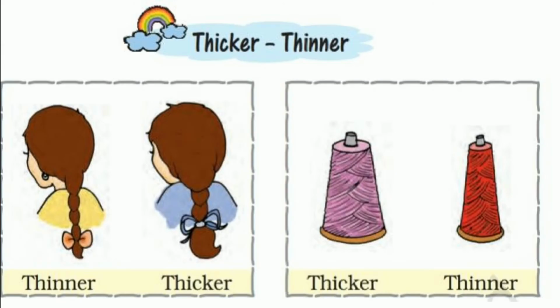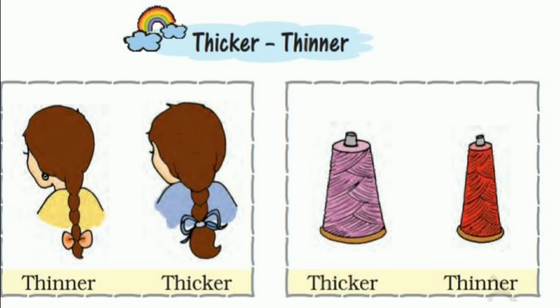Next, thicker, thinner. Thick means mota. Thin means patla. In the picture you can see there are two girls. We are going to compare the hair of two girls. The first girl's hair is thinner than the second girl's hair, isn't it? And the second girl's hair is thicker than the first girl's hair.